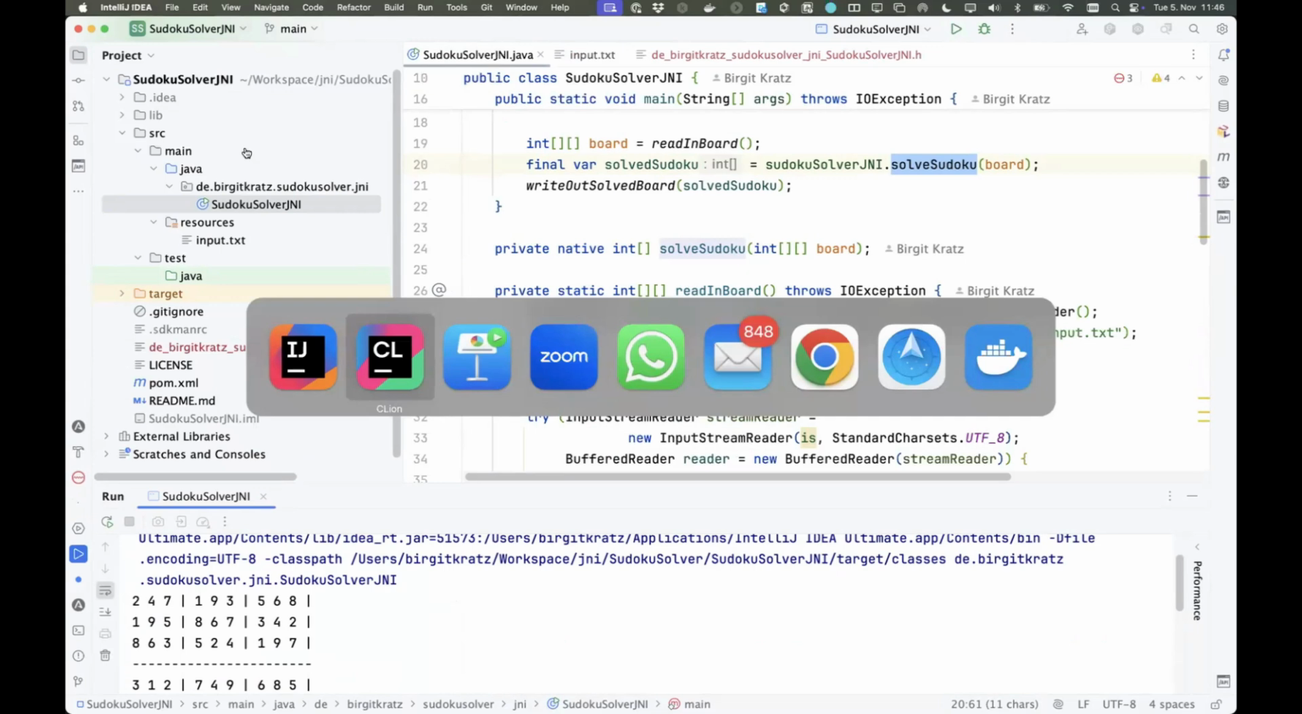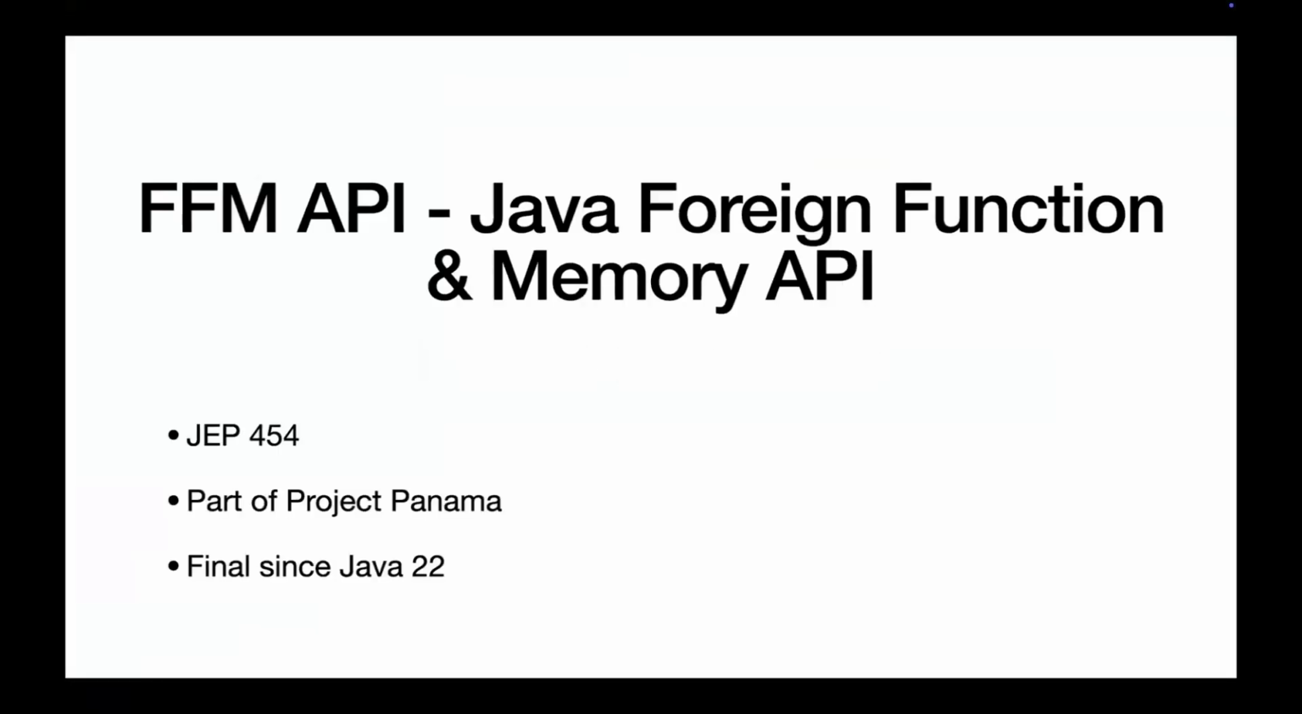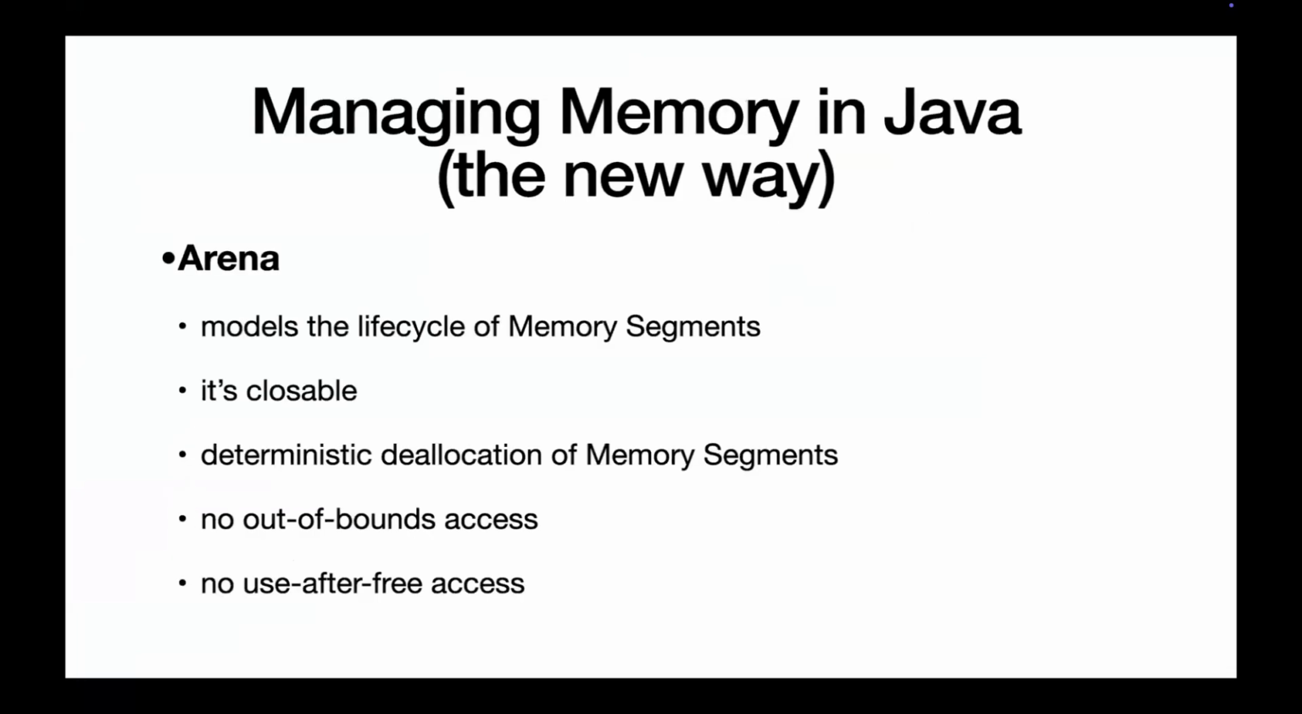So how is it done now with Java 22? The Foreign Function and Memory API is part of Project Panama, and it's final since Java 22, at least the FFM part. And what you have now is some new concepts about managing native memory. We have a concept of arenas. Arenas are kind of a wrapper around memory segments, and they take care of the life cycle of those memory segments. What memory segments are, I come to in a minute.